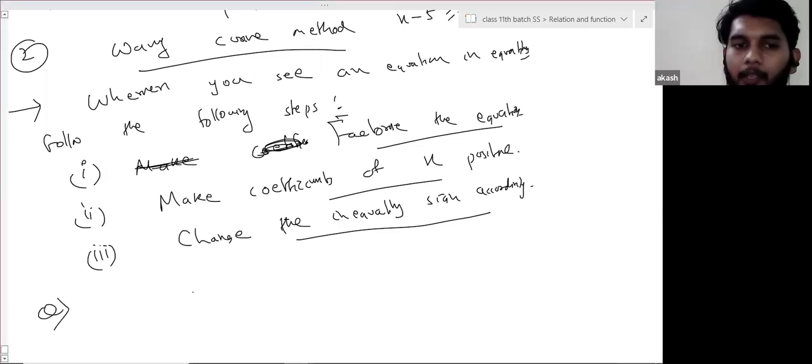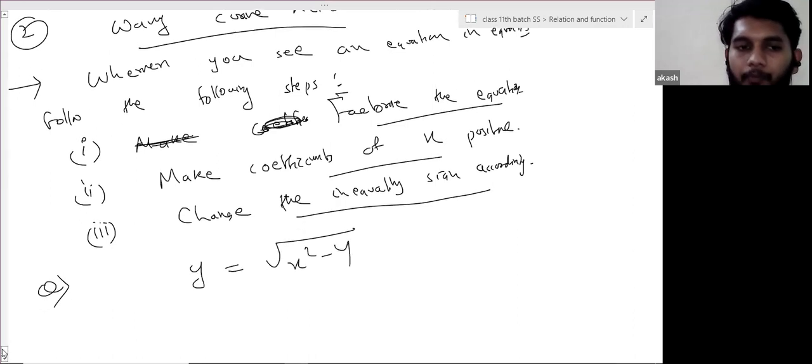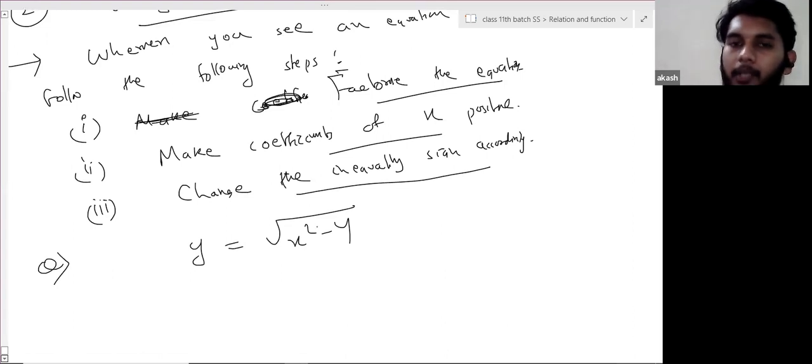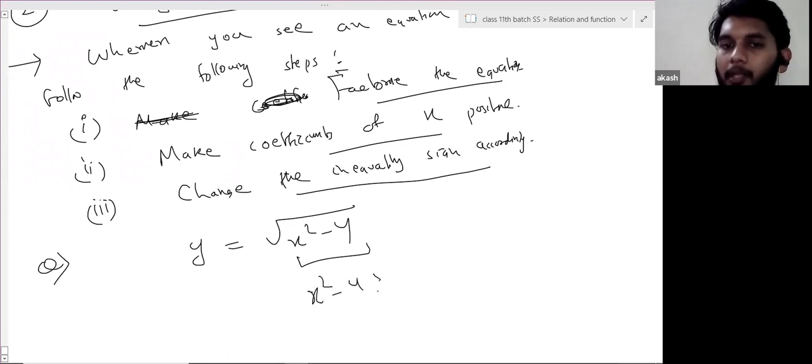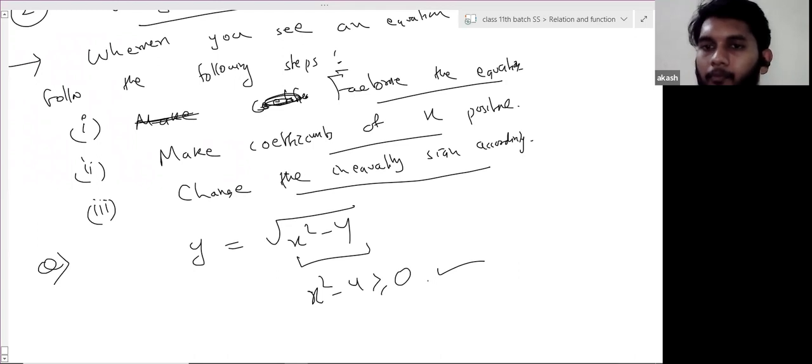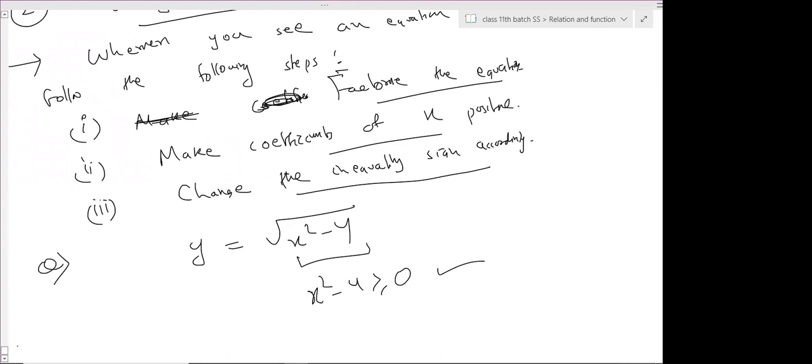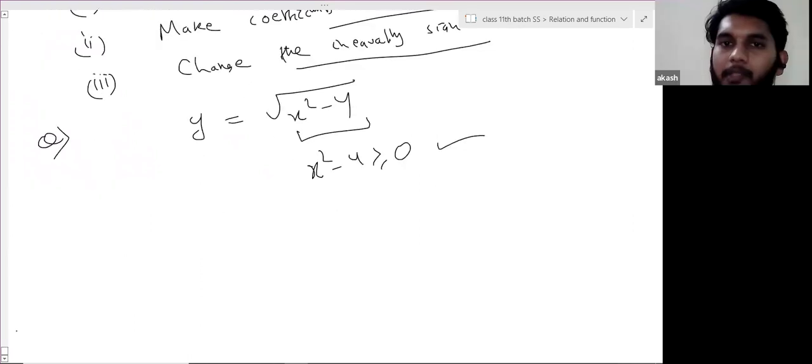So let's see, if they give you y equals to under root x square minus 4. All right. So y equals to under root of x square minus 4. What we want is that all this masala should be positive. So I have to write x square minus 4 greater than or equals to 0. This step is clear, both of you? Yes, sir. No issues. Now, first step, what is the first step? Factorize. So how can we factorize x square minus 4? Any ideas?